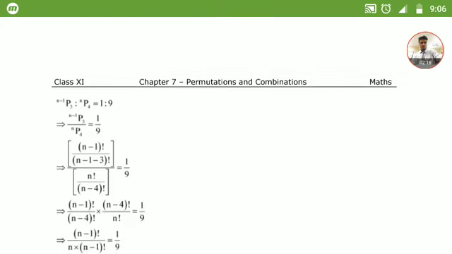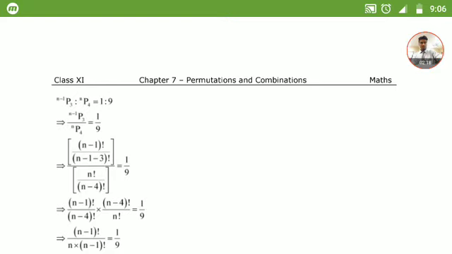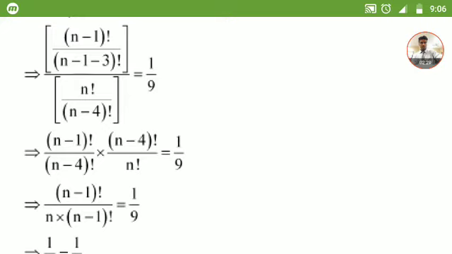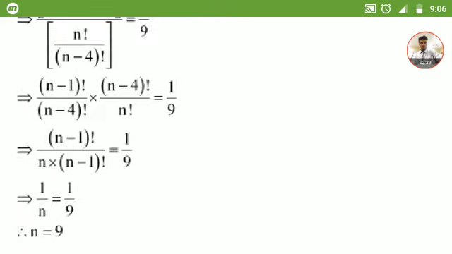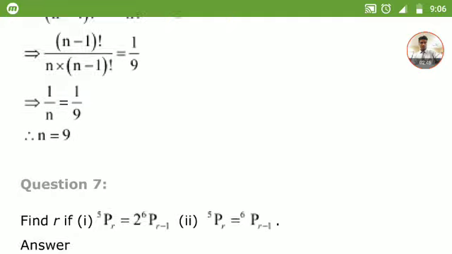That's it. Now (n minus 1)P3 and nP4 can be written like that, and now you have to cancel out n minus 1 factorial. So factorial n in the denominator, you can write as n into (n minus 1) factorial. n minus 1 goes off and n minus 4 goes off as it is. So you have 1 by n is equal to 1 by 9, or taking reciprocal on both sides you get n equals 9. It's very simple.